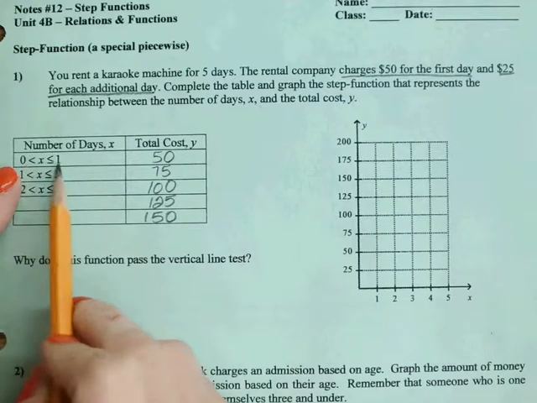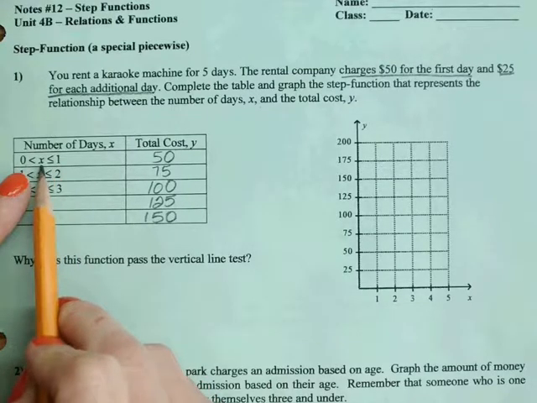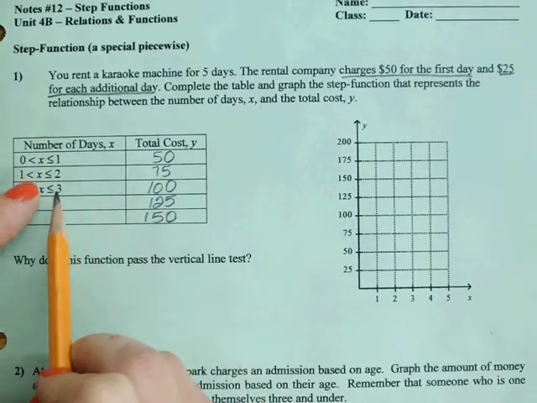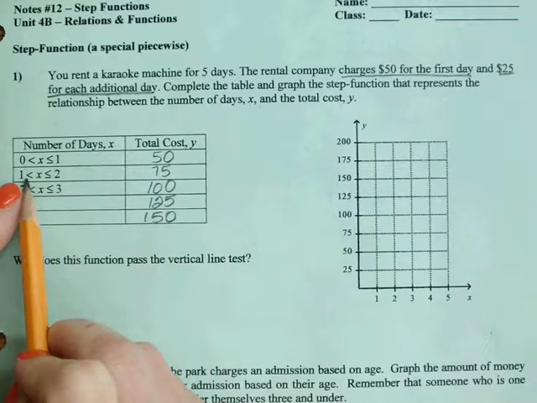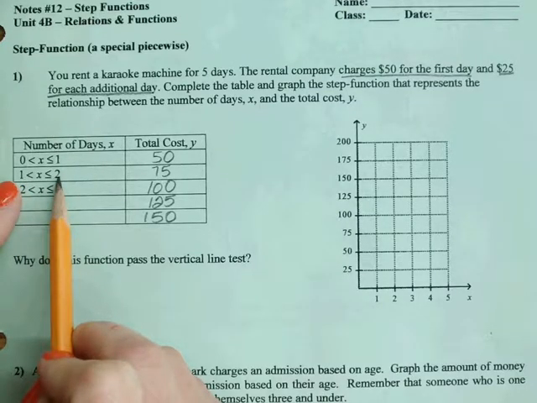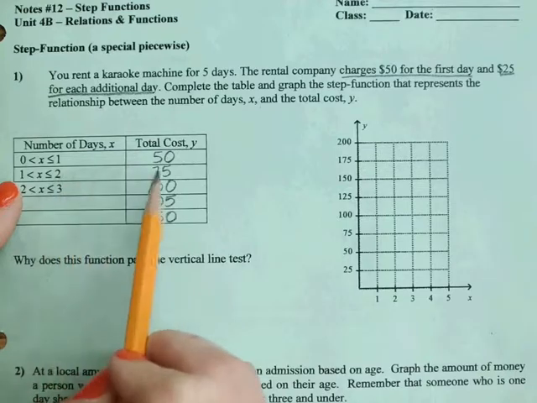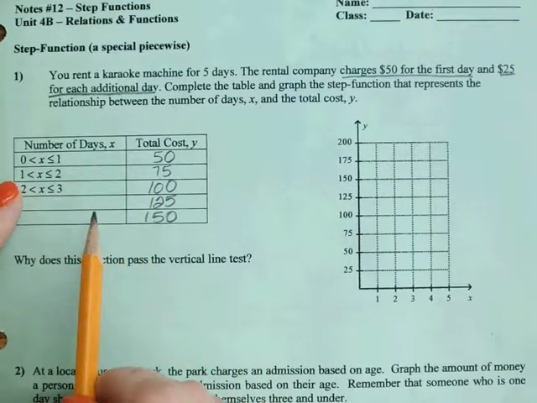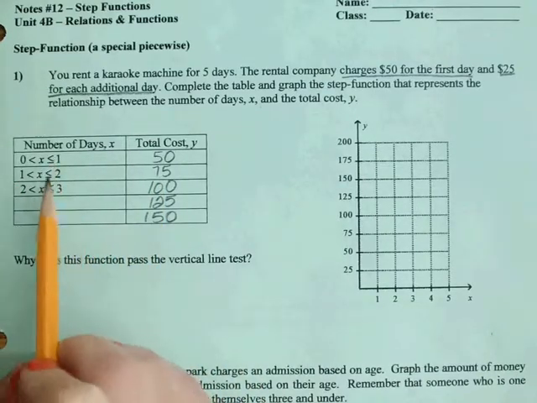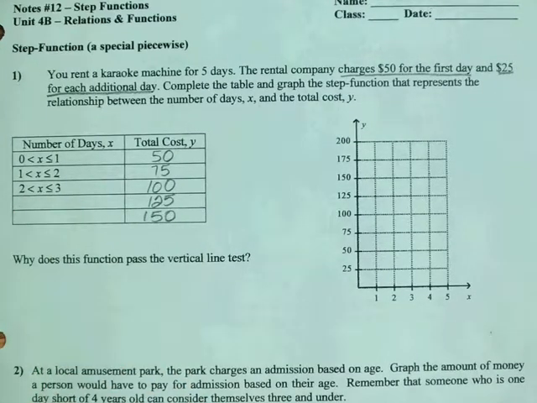So this is 0 to 1, and it means that, again, anytime during the day, let's say it's a normal 8-hour work day, if you pick it up after they've been open for 2 hours, they're still going to charge you $50. And then your second day, once your first day starts, up until the very end of your second day, so if you return it at noon, at 2:30, or at 5, it's that cost of $75. That's what the step function means, it's talking about that range.